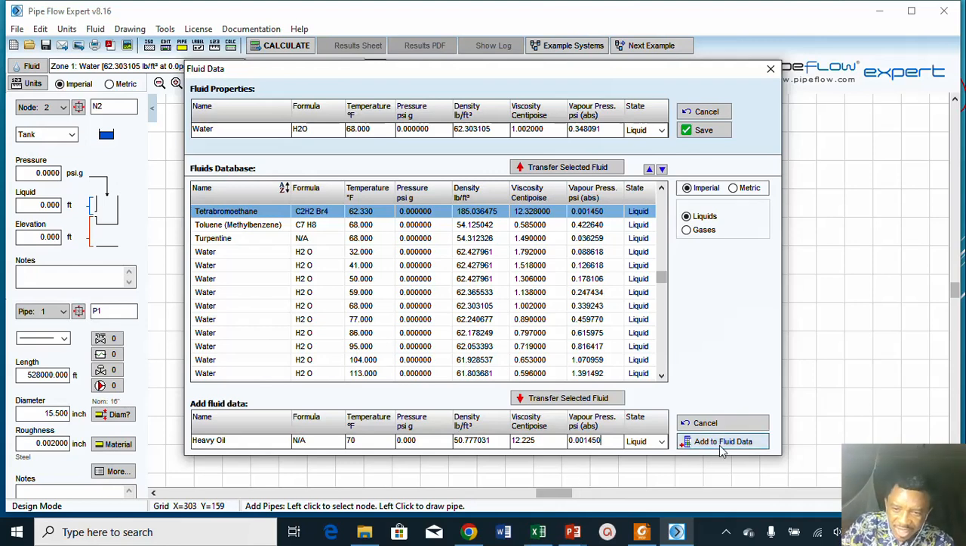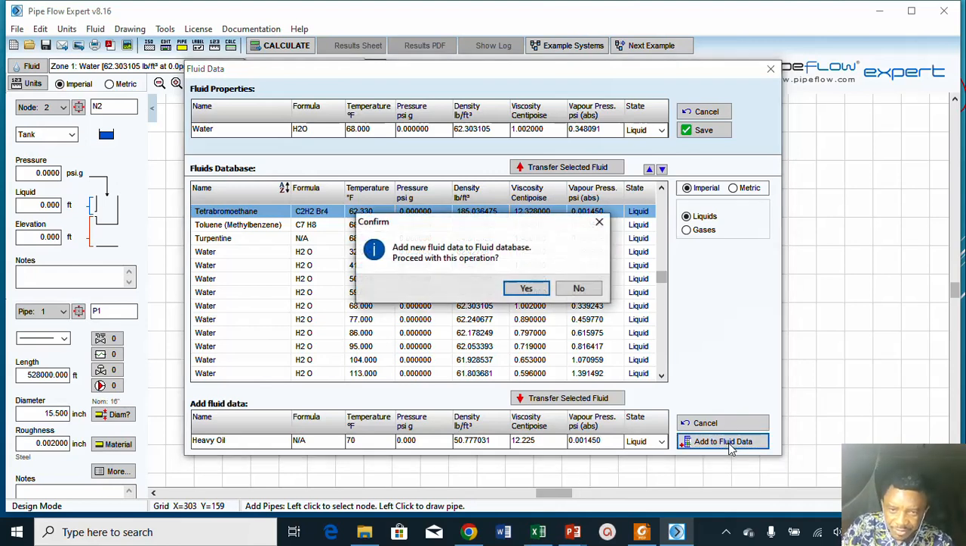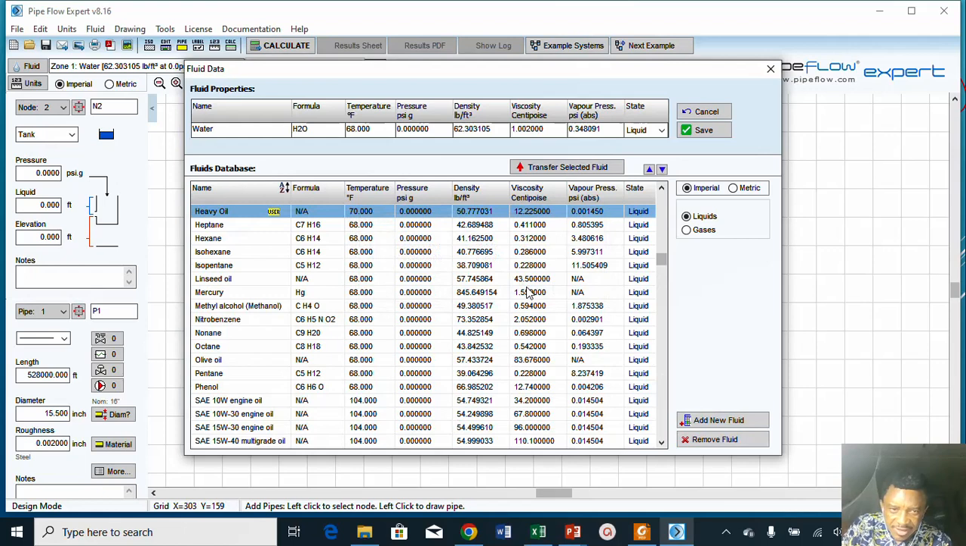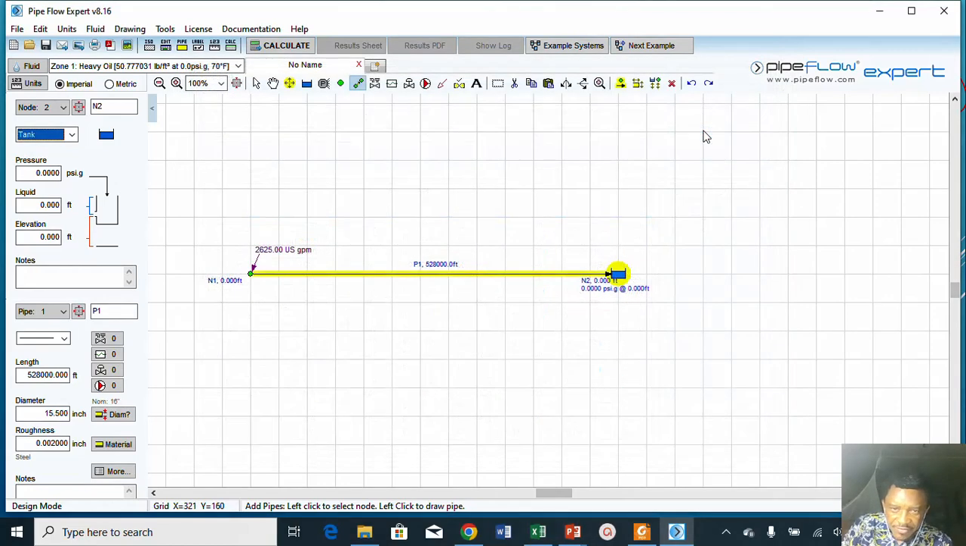So I will just click add to fluid data. I'll say yes. Now this is selected, so I will just transfer selected fluid. So that is it here now. So now I will just say save. So we are done. So now we have modeled the fluid, we have modeled the system.